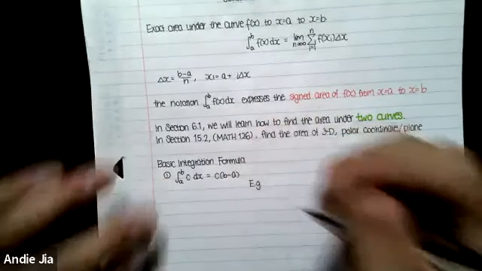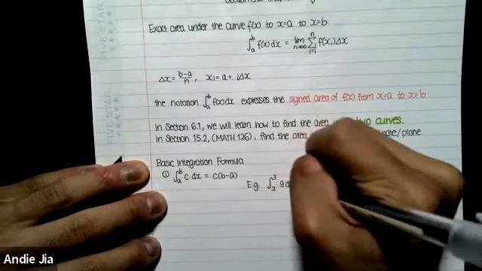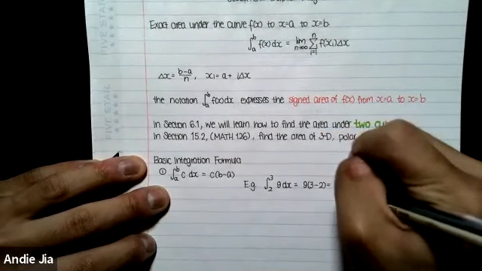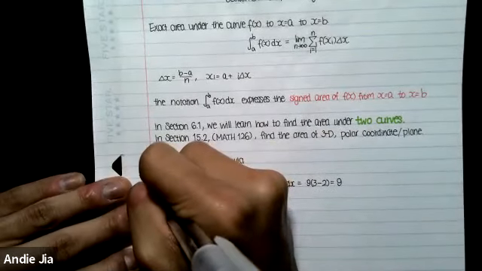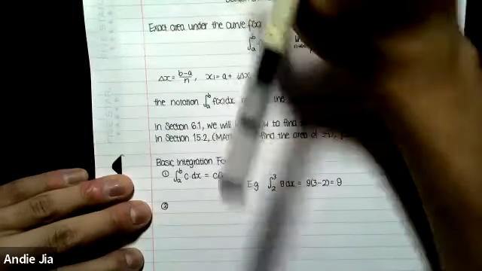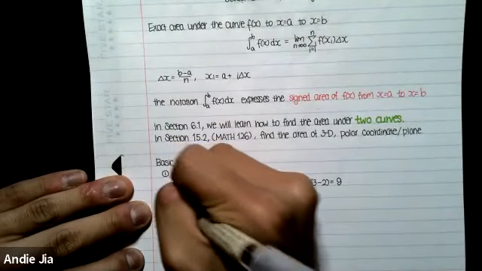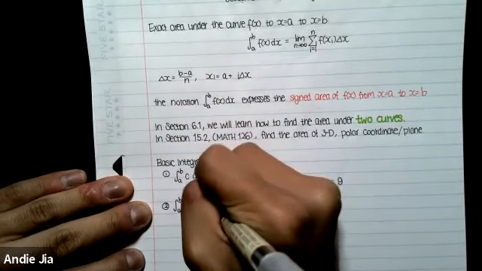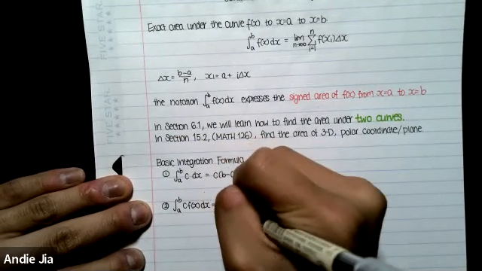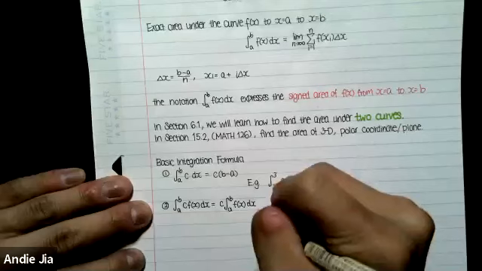Example: what we will get is... Number two, if you have a constant multiplied by a function, it is the constant times the integral itself. Let me do an example here.